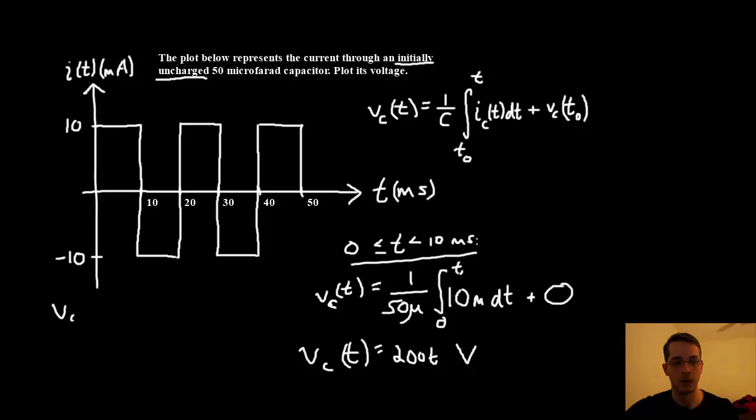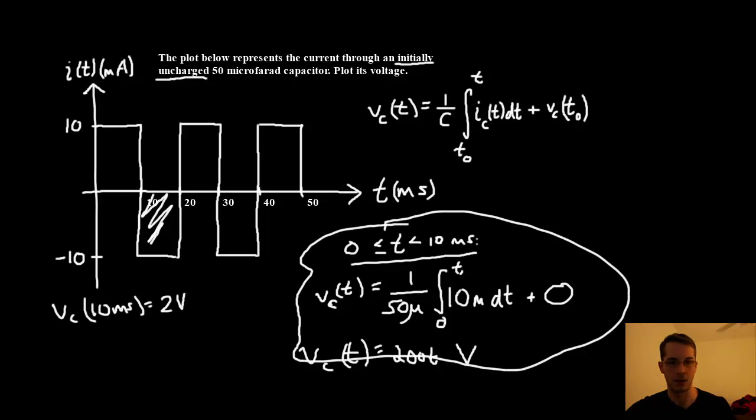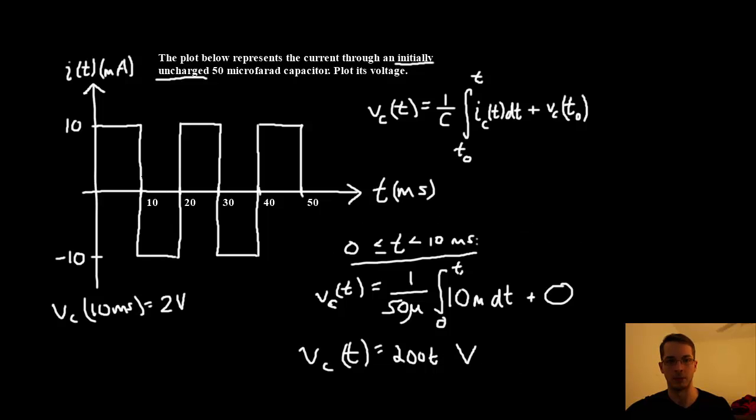So Vc of 10 milliseconds is going to be 2 volts. And that's just from plugging in 10 milliseconds for this equation over here. Because this plot is periodic, if we analyze the second time frame right here, we'll get the exact same kind of equations, but just negative. And this will just repeat for however many cycles.